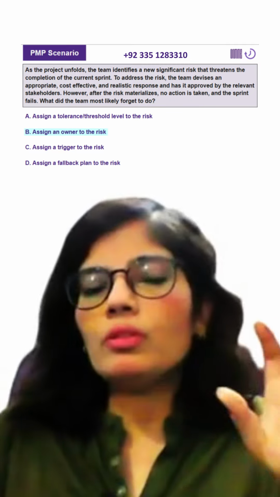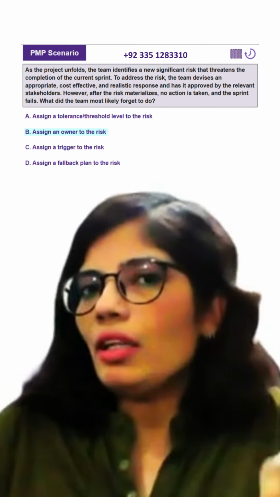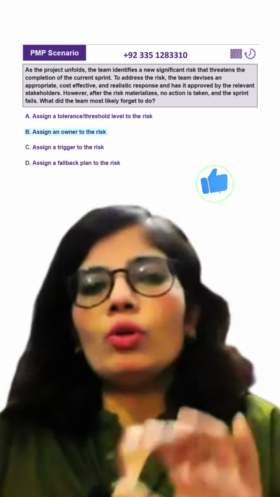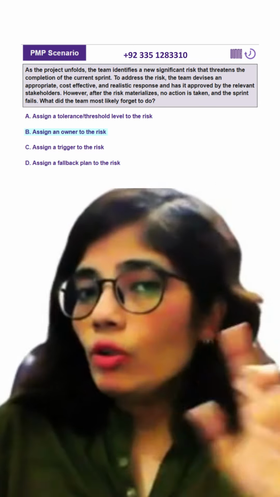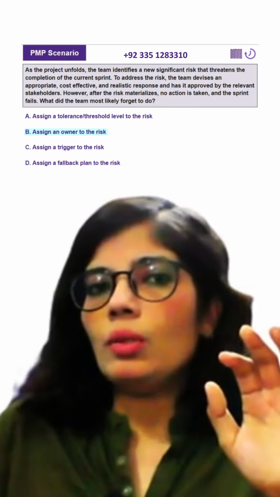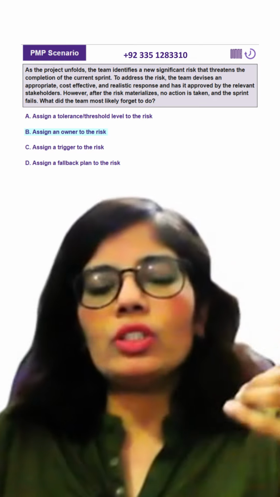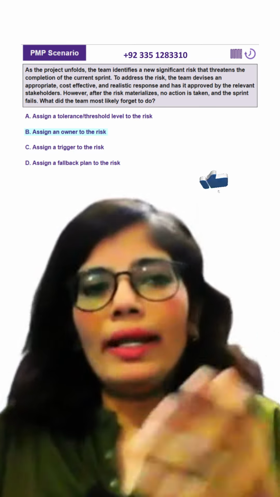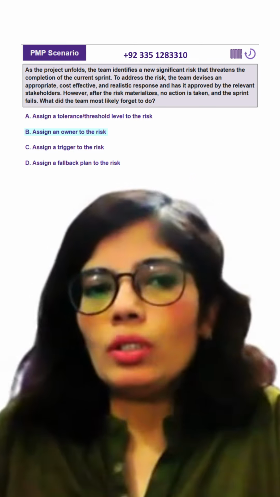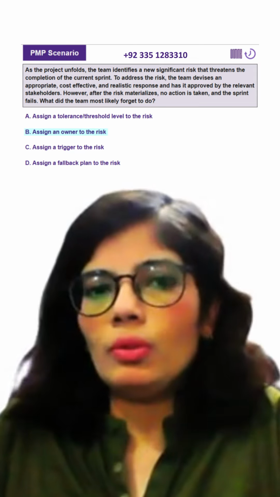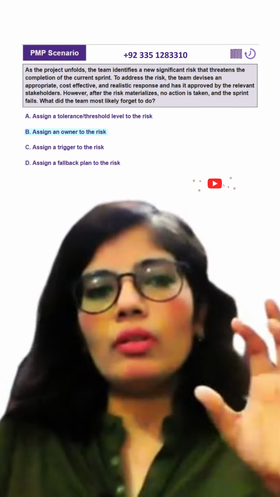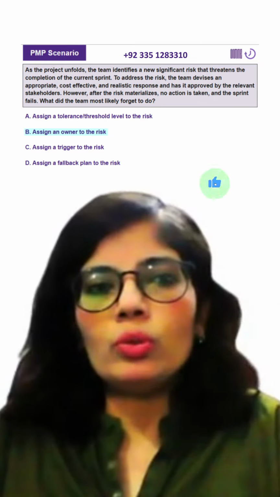So if the risk is a significant one, it is clear that this is not a low priority risk. This is definitely a high or critical priority risk. Nowhere in the situation had we talked about having an owner for the risk. We just talked about knowing the risk, addressing it, coming up with a response plan, and getting it approved by the stakeholder. But where is the ownership? Where is that person who is going to keep an eye on that risk? There are different attributes associated with that.